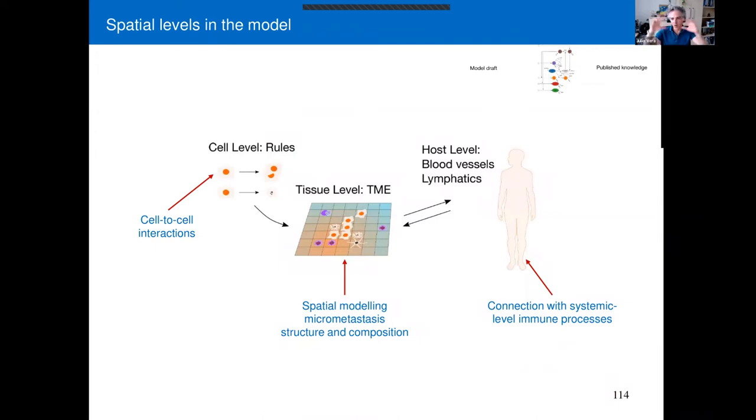To give you an idea of how our spatial model works, this figure represents the three levels of spatial features we were considering. First, the cell-to-cell interactions, so how one cell detects and interacts with other cells in the tumor, and for this we set up a rule-based model. We also wanted to consider spatial features in the tumor metastasis, so the structure and composition of the metastasis. And finally, we wanted to link this with the systemic immune response, so how, for example, immune cells are recruited to the metastasis.